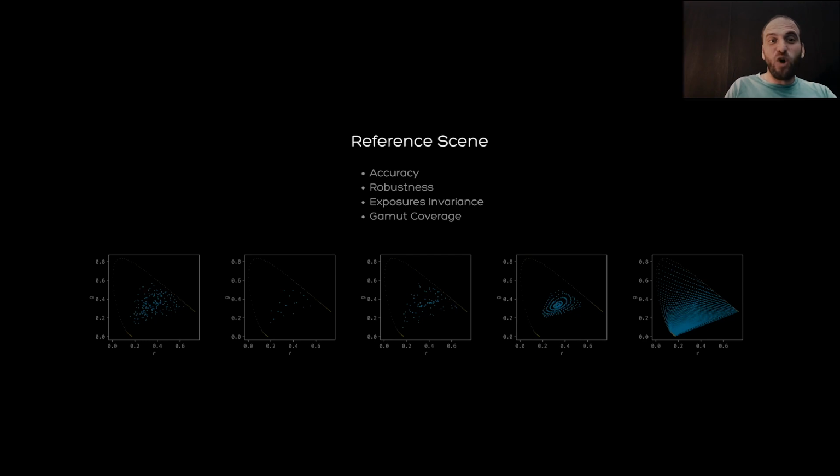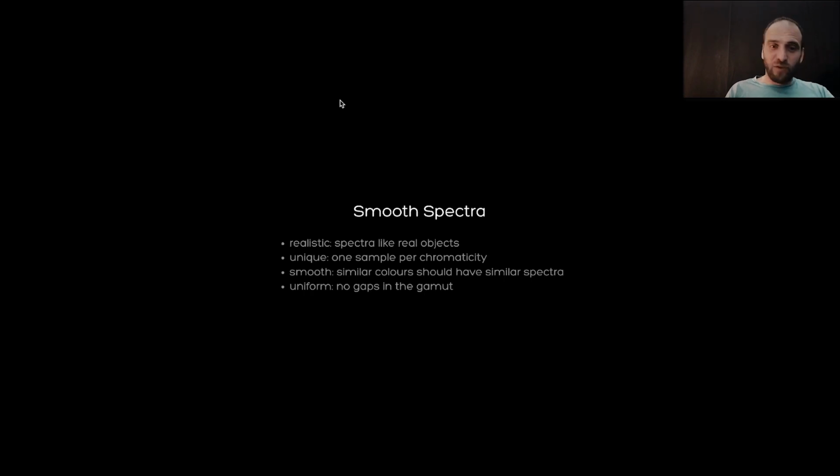We also want to cover the whole spectral locus so that for each possible color value, a spectrum in our spectral scene is close. If there are large missing regions in our color gamut, then the interpolation may not be accurate. This brings us to a new proposed set of spectra, the smooth spectra. It should be realistic. The spectra should be like real objects. It should be unique, one sample per chromaticity, smooth, similar colors should have similar spectra, and it should have no gaps.